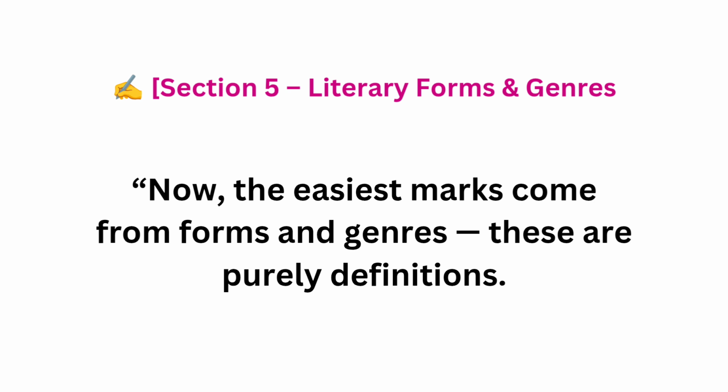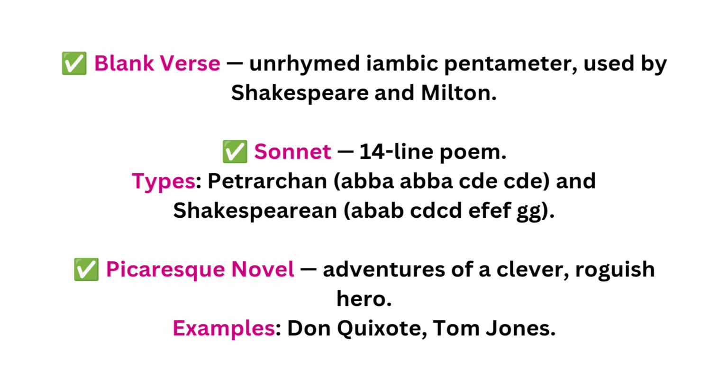Next, we move to section 5, literary forms and genres. Now, the easiest marks come from forms and genres. These are purely definitions. First one is blank verse, unrhymed iambic pentameter used by Shakespeare and Milton.